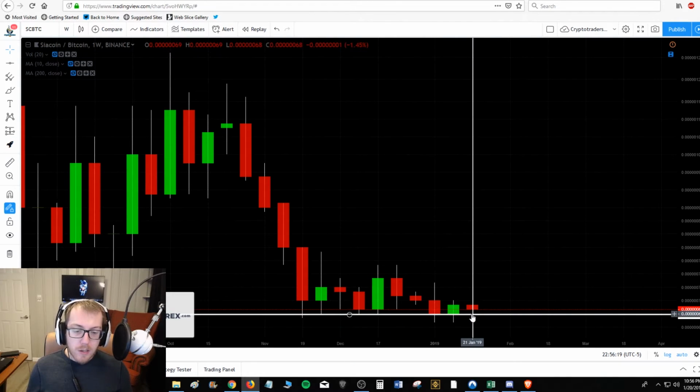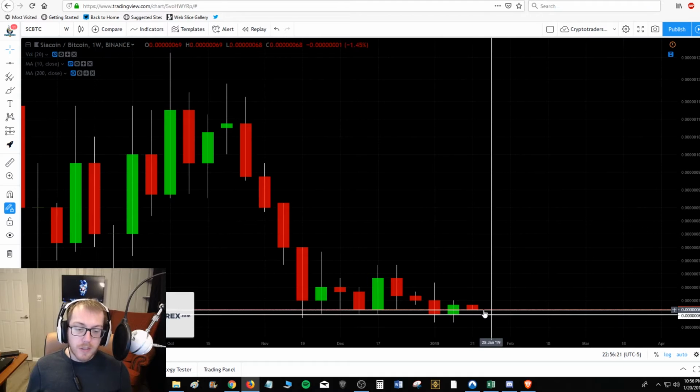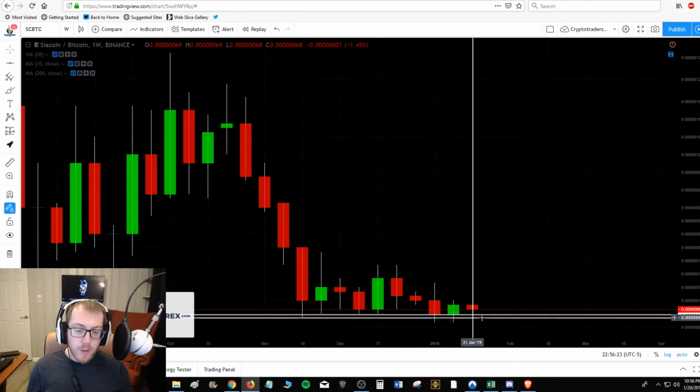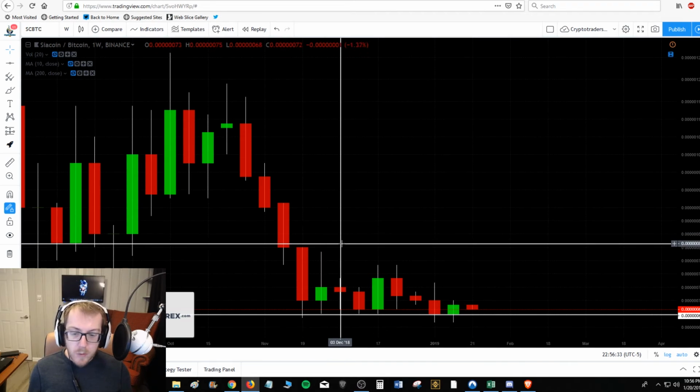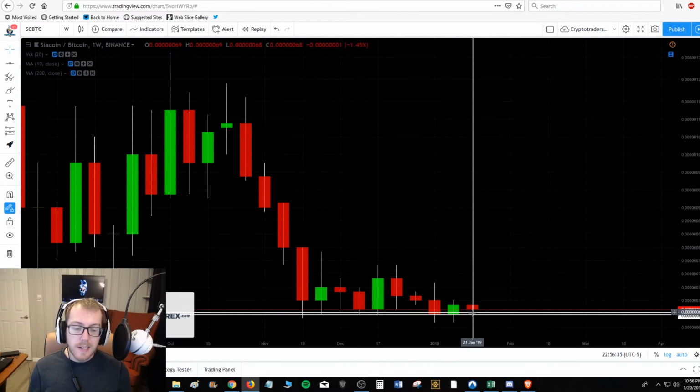And if we had a week close below this line, which is actually only 1 Satoshi away from the current price, then I'd want to exit the position because it might be going down further, looking for a new support zone. But since the last 10 weeks or so have closed above this line, it gives us a good stop loss or risk level to play off of.